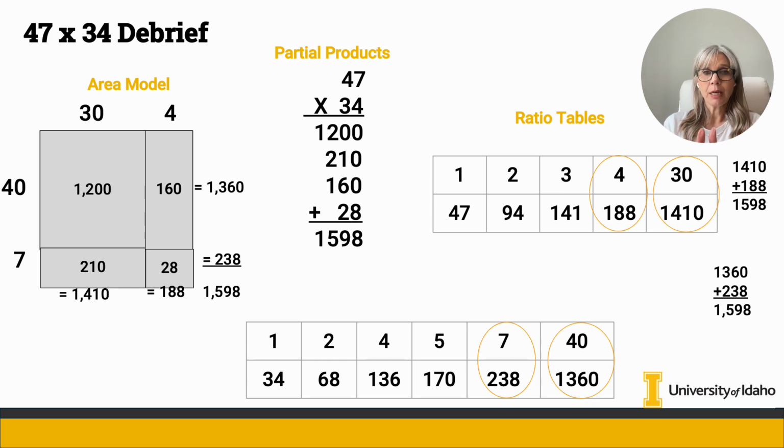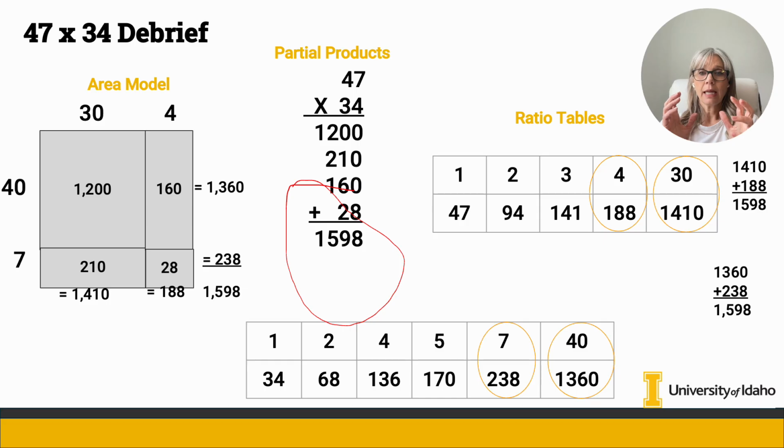Now let's move to partial products. If we basically do the same thinking that we did in the area model, we just write down all of our place values right here in the middle. There's no reason that, like in the traditional algorithm, we have to hold on to them all. And this makes it much more explicit.